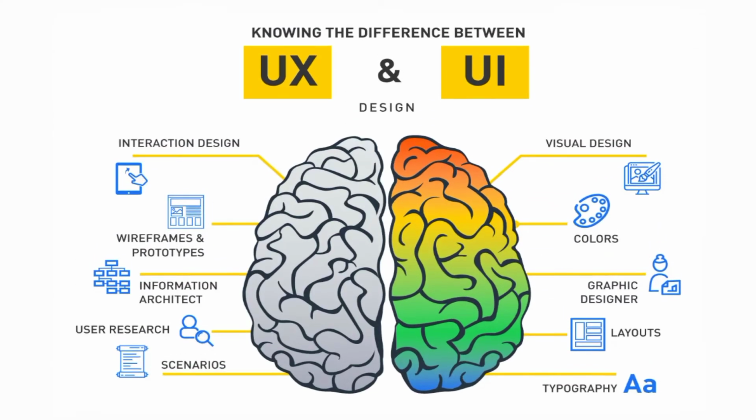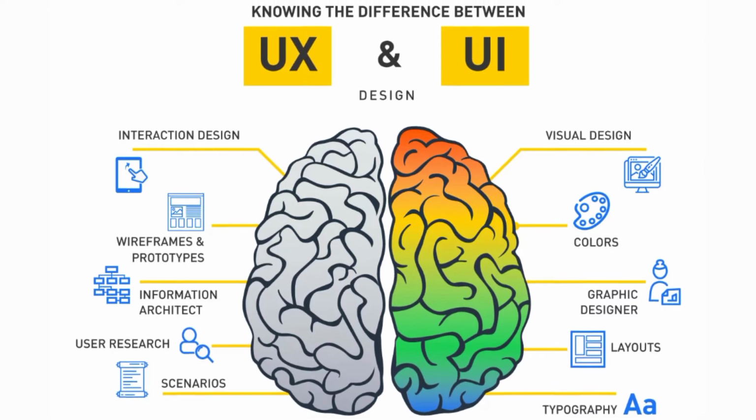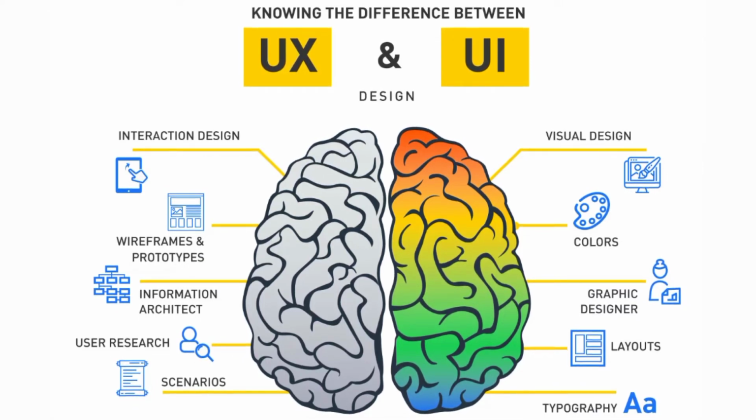UX is like an interaction designer, while UI is a visual designer. They create charts, they create colors, and they plan the visual aesthetic. They are experts in wireframes and prototypes, and they are experts in mockups, graphics, and layout.